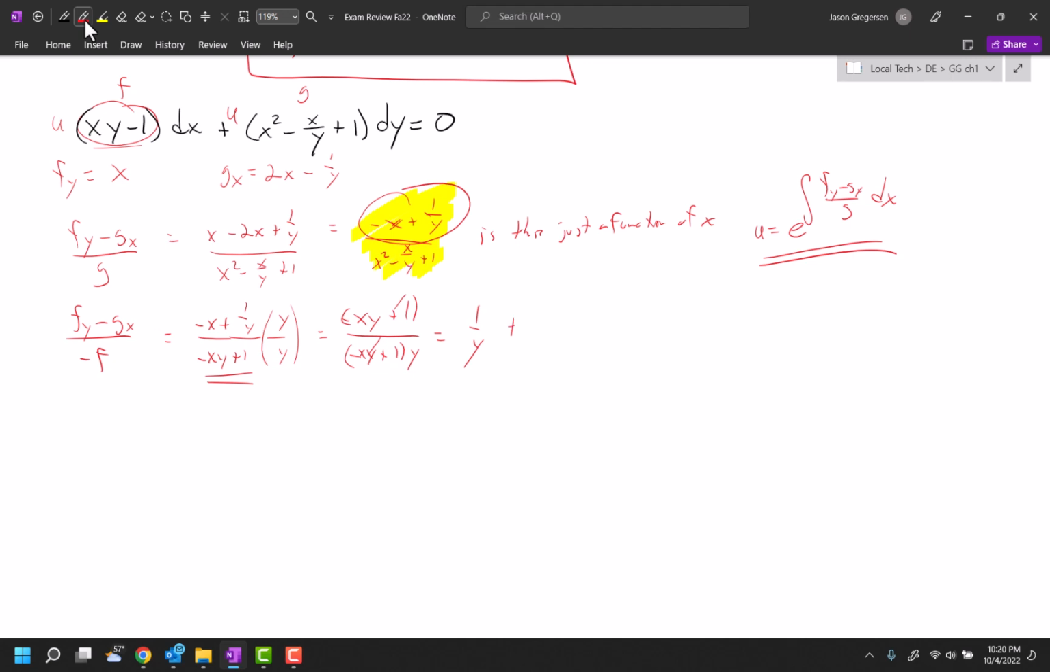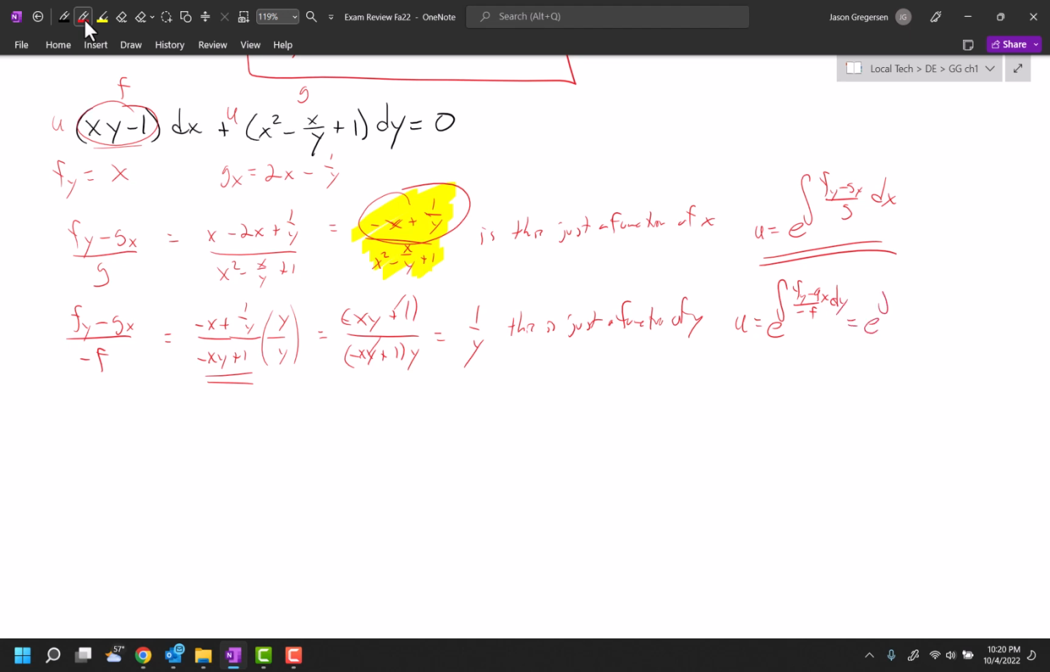So this is just a function of y, therefore u will be equal to e raised to the integral of all this stuff, my f sub y minus g sub x divided by negative f. And if I integrate that with respect to y, this will be my integrating factor.